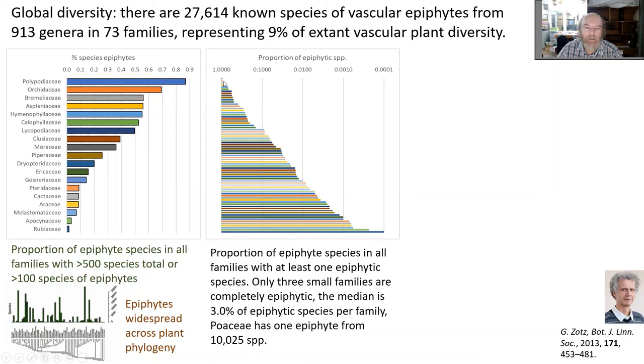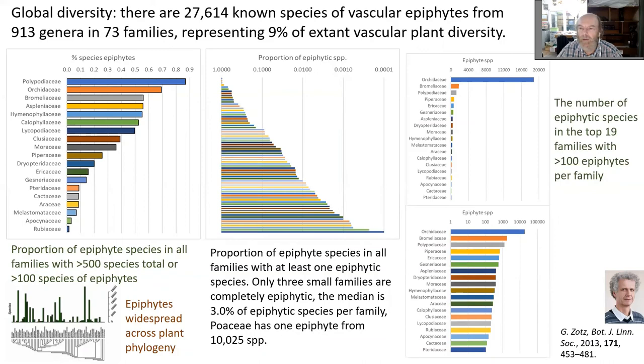For the lowest proportion, and this is on a logarithmic scale, that's Poaceae, where the family has more than 10,000 species and one of them is epiphytic. But then on the other hand, there are only three small families which are 100% epiphytic. Otherwise, the median value for the proportion of epiphytes in the family is 3%. So the epiphytic lifestyle is a minority lifestyle in most of the families.